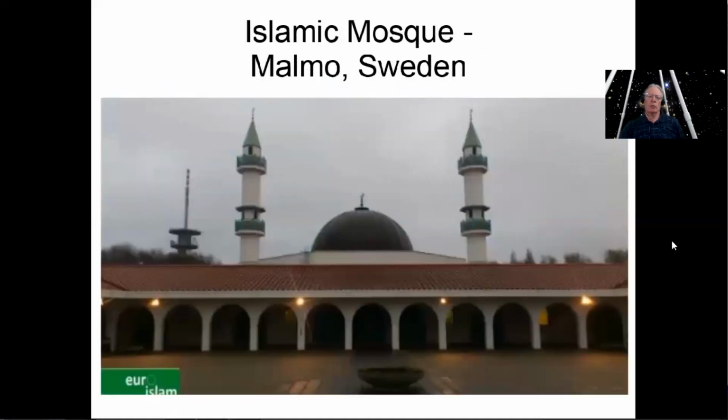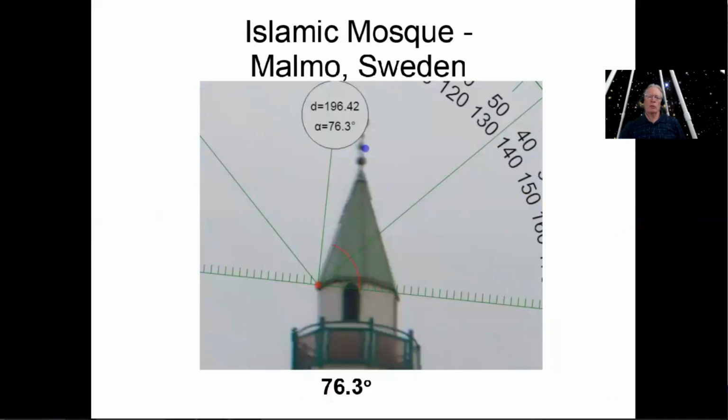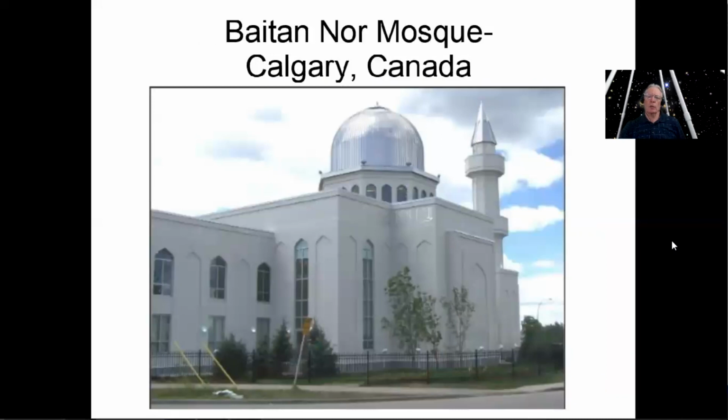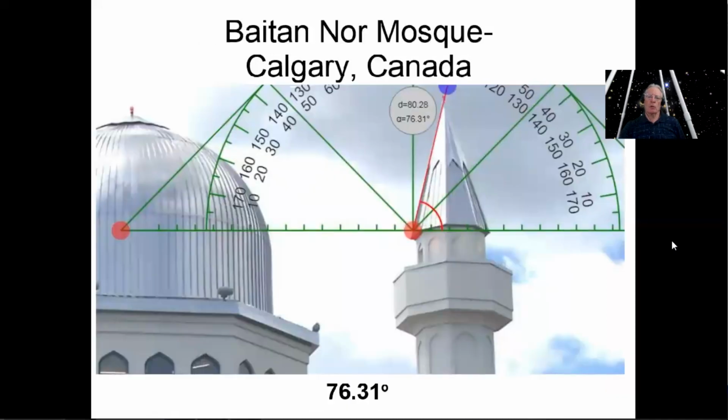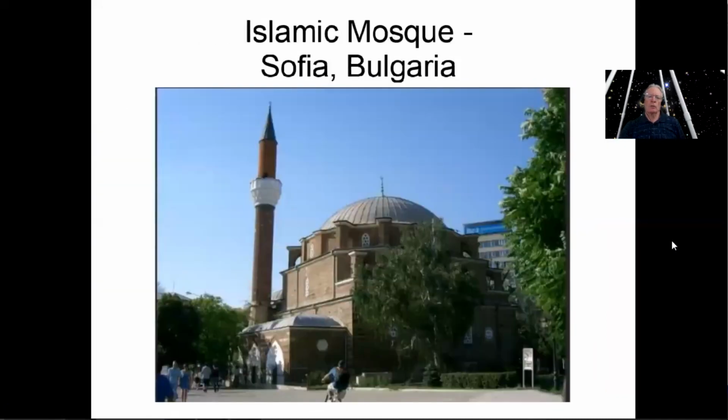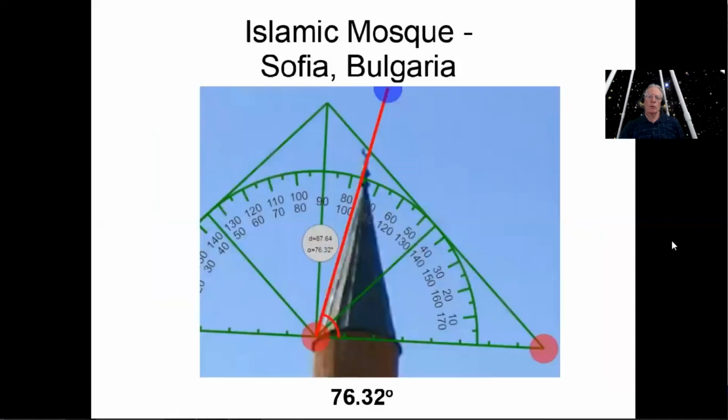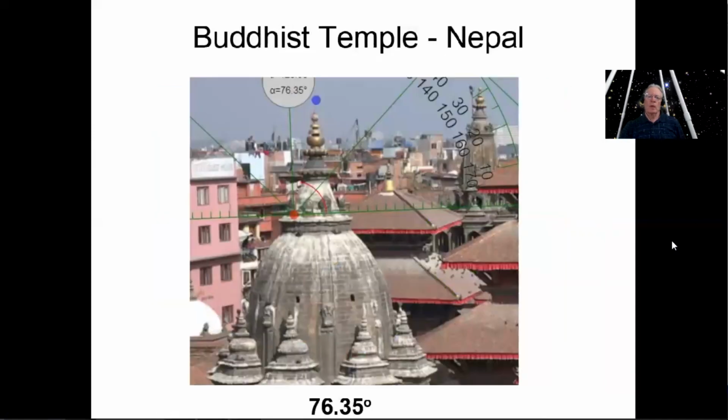Another mosque in Sweden with, again, the 2 towers that have the same geometry. Here's one in Calgary, Canada, with the same geometry in the tower. And here's one in Sofia, Bulgaria, with the same geometry. Now we're going to move on to Buddhism. Here's some Buddhist temples.